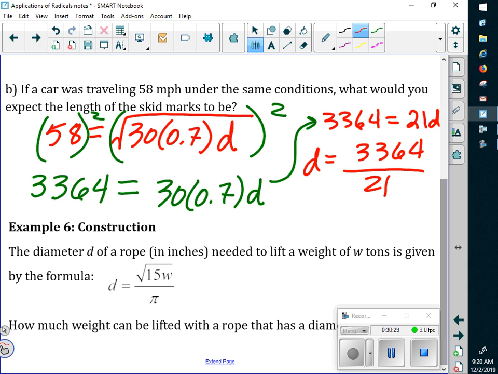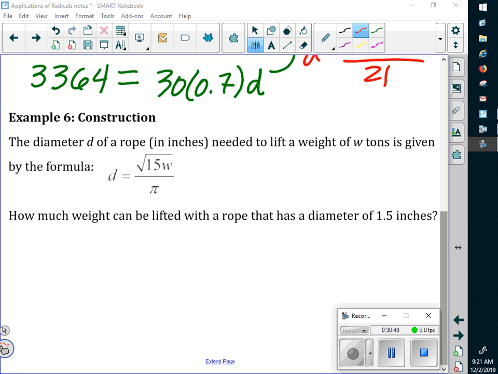What kind of sentence are you going to write? Yeah, the skid marks are 160 feet long. The skid marks are 160 feet long. We just have one more question.